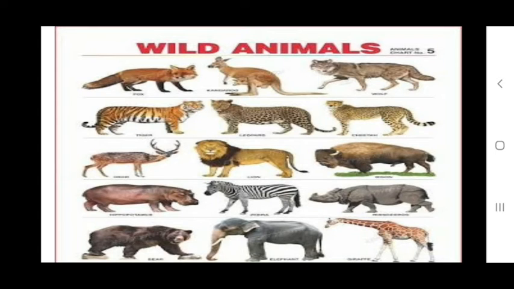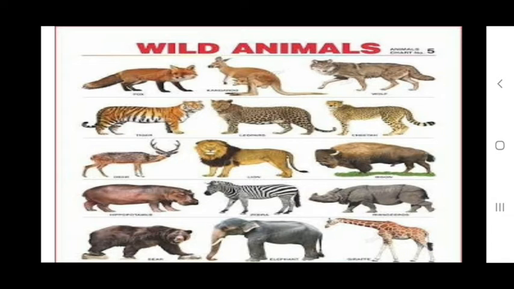So wild animals. Wild animals are those animals which we find in the forest, in the jungle. So you can see the picture of these animals here. There is a fox, F-O-X, fox. Then kangaroo. And then this is wolf. Then tiger, T-I-G-E-R. And then you can see the leopard. And then cheetah. Do you know that cheetah is the fastest animal? It can run very fast.